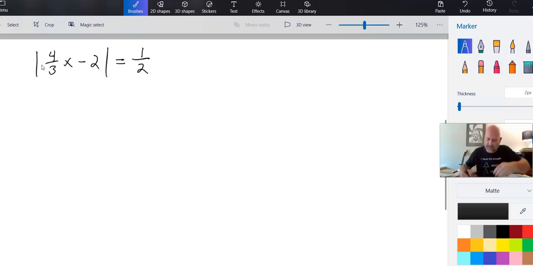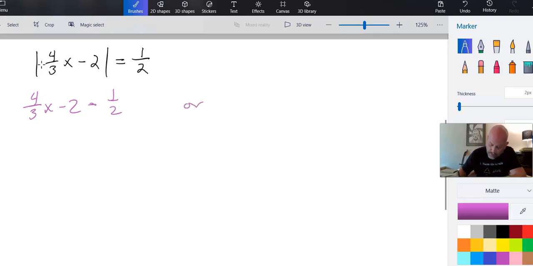Okay, so I'm assuming you've paused it. So just like before, this is going to split. So I'm going to have 4/3 x minus 2 is equal to positive 1/2, or 4/3 x minus 2 is equal to negative 1/2. Right, so those are our two equations here. Just make that look more equation-y.